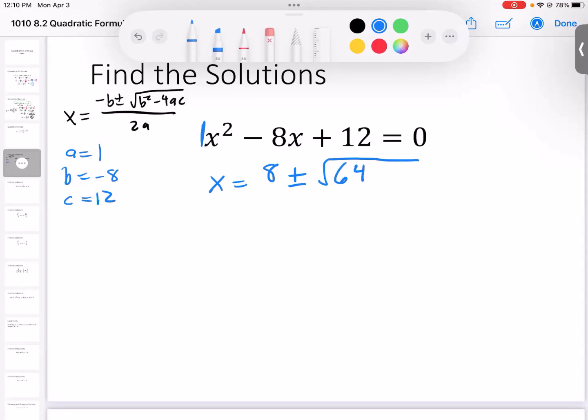Then I have -4 times a times c. So -4 times a is just going to be -4 because a was 1. -4 times c will give me -48. And then this will all be divided by 2 times a, and a is 1, so that's just going to be 2. Everybody good with how you plug it in? So when you plug things in, always make sure you're really aware of your negatives, because negatives are one of the things where it's easiest to get off track.